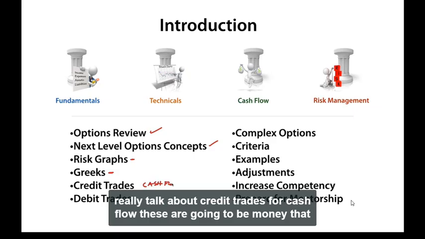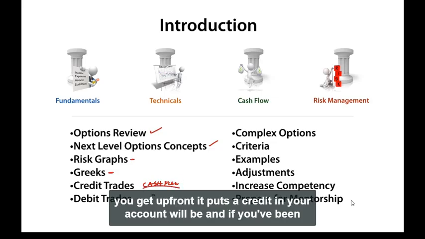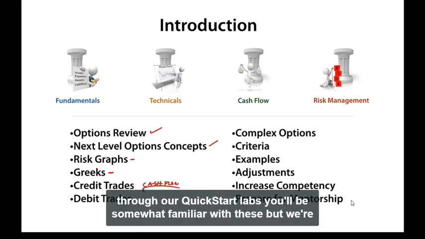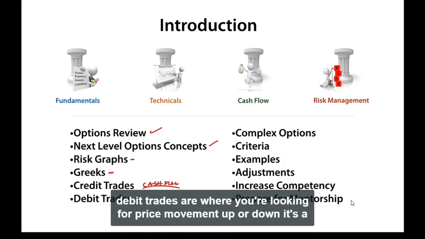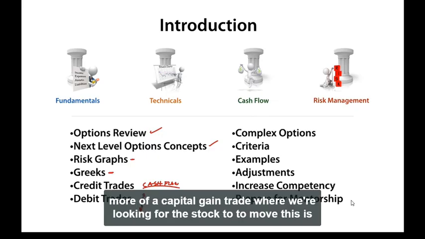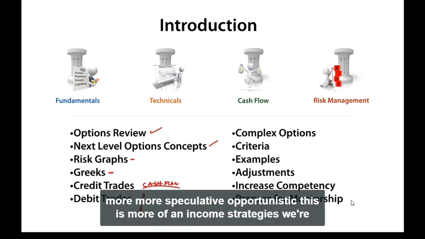These are going to be money that you get up front. It puts a credit in your account. And if you've been through our Quick Start Labs, you'll be somewhat familiar with these, but we're going to go into much greater detail here and really break these trades down. Debit trades are where you're looking for price movement up or down. It's more of a capital gain trade where we're looking for the stock to move. This is more speculative, opportunistic. This is more of an income strategy.